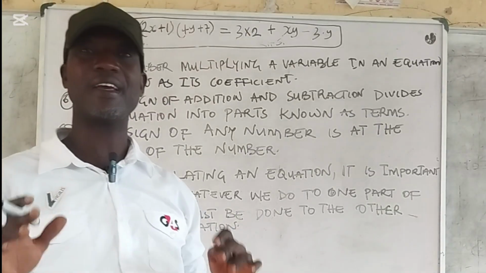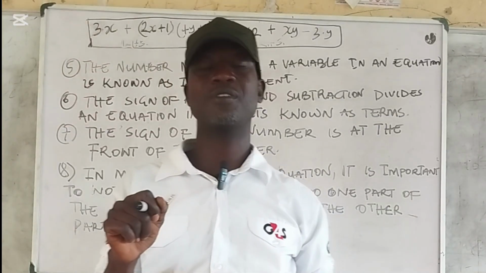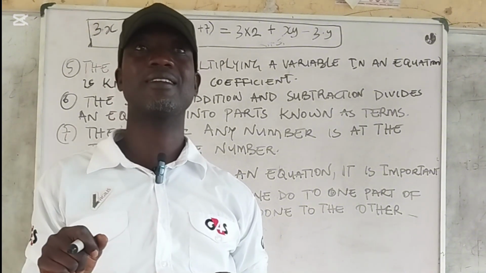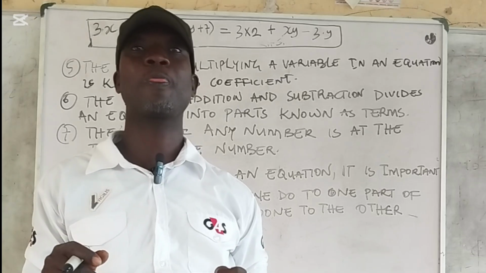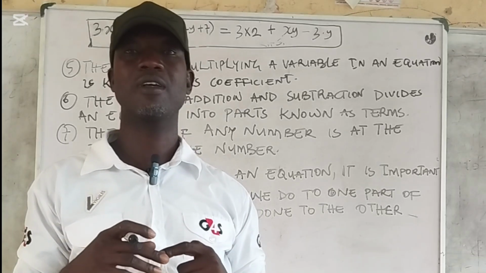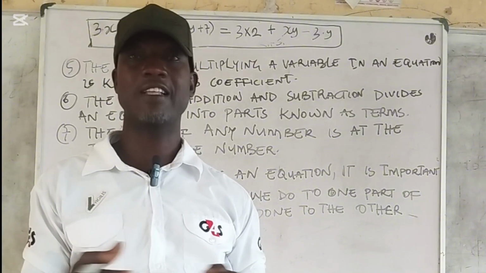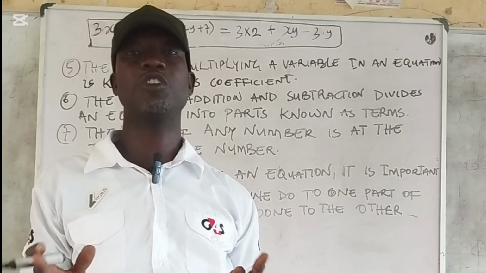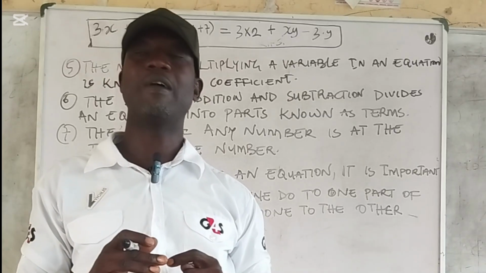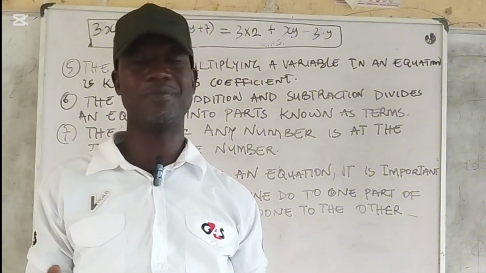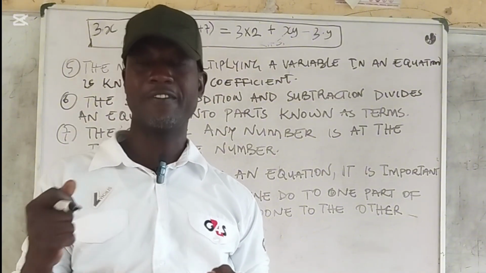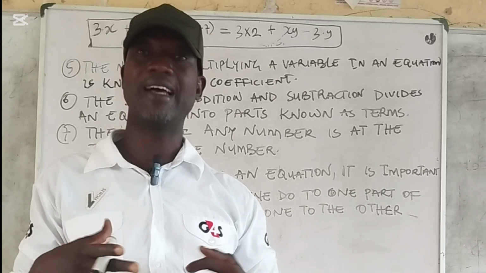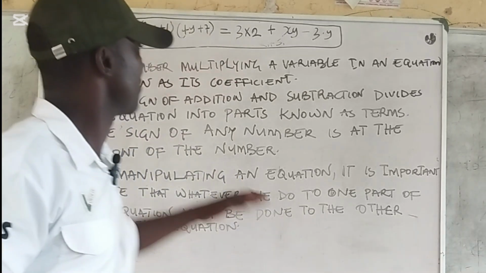So basically, the sign of every number is always at the front of the number. This is extremely important. When solving equations, these are the little things that make you get lost or get confused. But if you understand these things, you'll find out that solving equations will be very simple, and by extension, the whole of mathematics will be simple because, as I stated earlier, 70% of the hurdles that you will be facing in mathematics as a beginner have a lot to do with equations. So we'll finish with the 7th part.